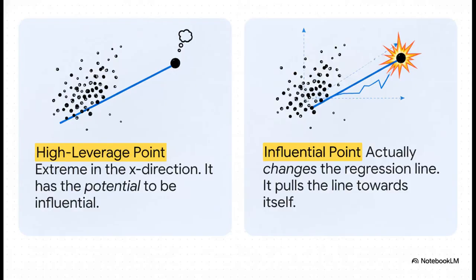Now, listen up, because this is a subtle but super, super important difference. A point has high leverage if it's way out on the x-axis all by itself. It has the potential to be influential, but it only becomes truly influential if it's also way off the pattern of the other points, so it's actually pulling the line toward itself.